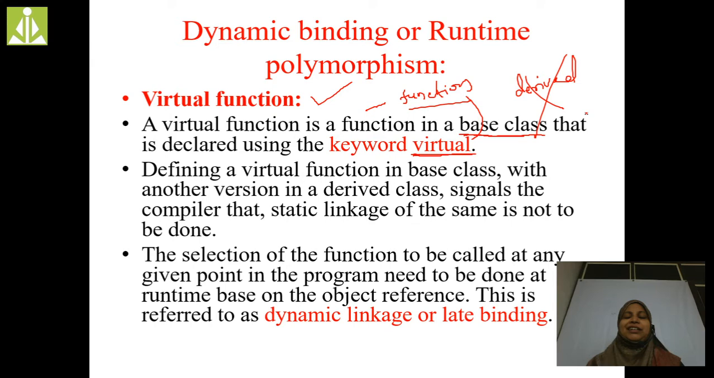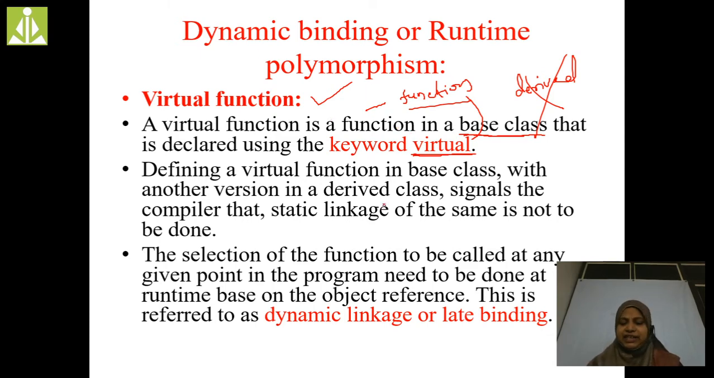Defining a virtual function in the base class with another version in a derived class signals the compiler that static linkage of the function is not to be done. Whenever we use this virtual keyword and call the method using the object, dynamic binding is performed, and depending upon the object, the appropriate function is executed.